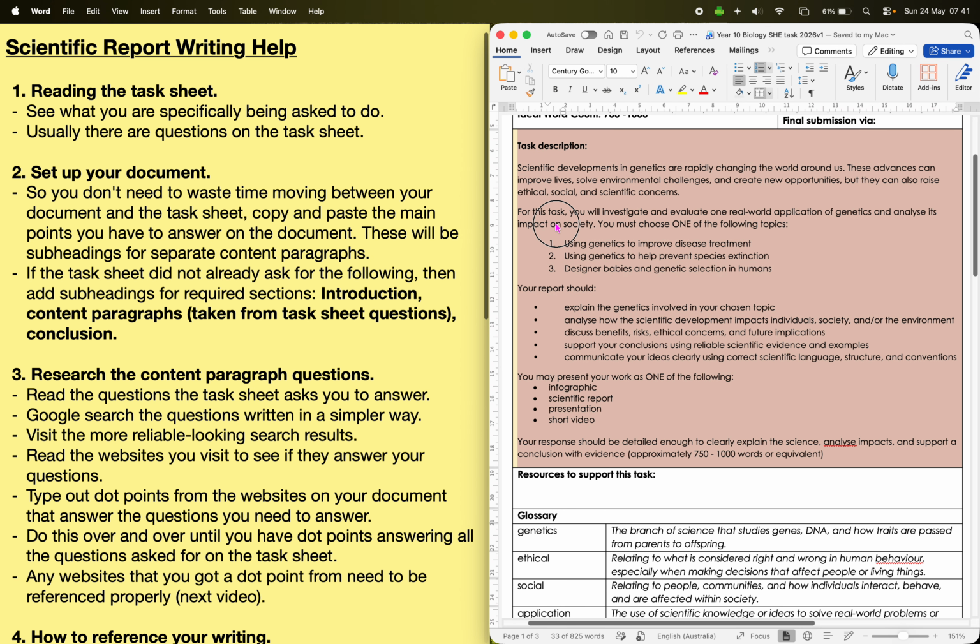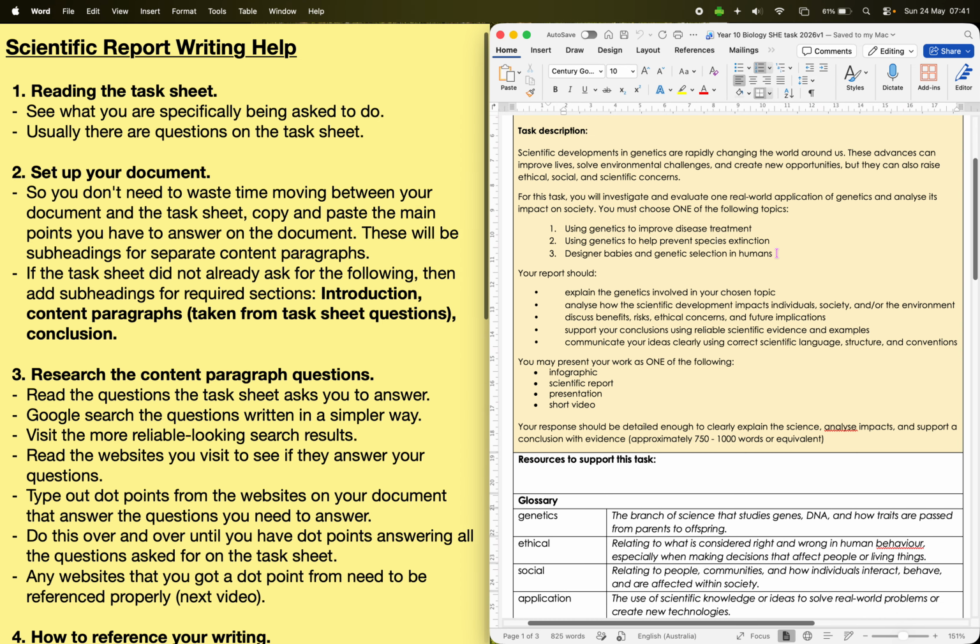But here you can see this is all about what you need to do. For this task, you're going to investigate and evaluate one real-world application of genetics and analyze its impact on society. You need to choose one of the following topics. So straight away, you're being asked to make a choice. You only need to do an assignment on one of these topics. So for the example here, I'm going to do this one, using genetics to improve disease treatment.